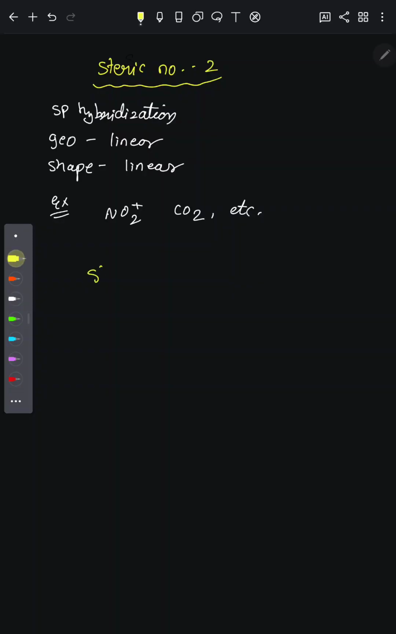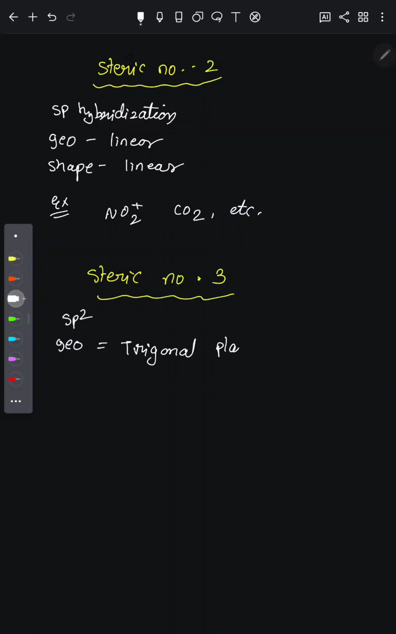Now for the next steric number, 3. Here the hybridization that we will get is sp2 and the geometry will be trigonal planar. So this is the geometry here, trigonal planar. In steric number 2, this type of geometry is present, linear.